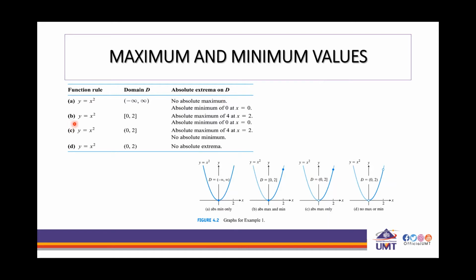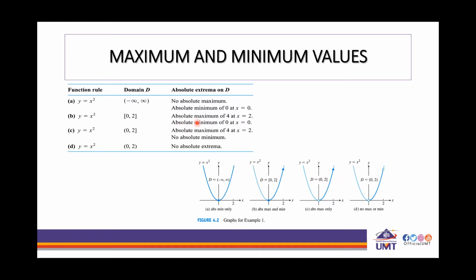And then second one, B, y equals x squared for the domain of 0 to 2. So from 0 to 2, here to here. So this is the graph of y equals x squared, and when x equals 0, y equals 0, and when x equals 2, y equals 4. So hence, the absolute maximum of 4 at x equals 2 is 4 lah.